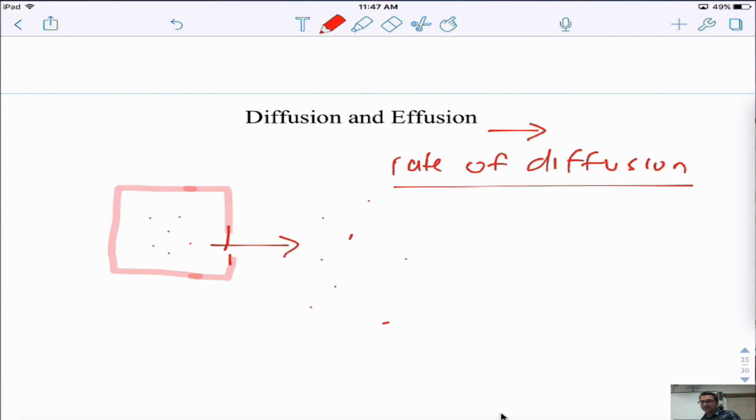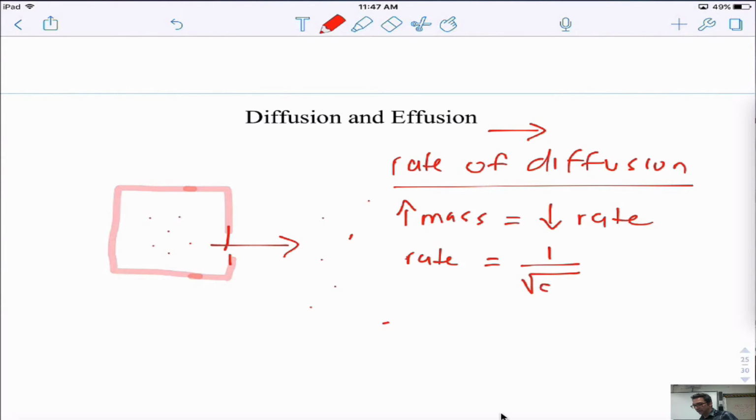Now gases move based on their masses, and the idea is that the higher the mass, the lower the rate. It's inverse. And so you could think about it like this. The rate that a gas moves at is inverse to the square root of its GFM. So again, the higher the mass, the slower the rate.